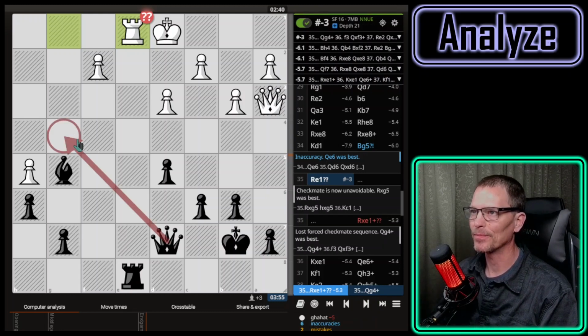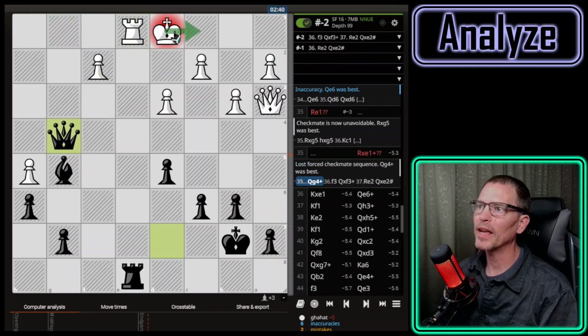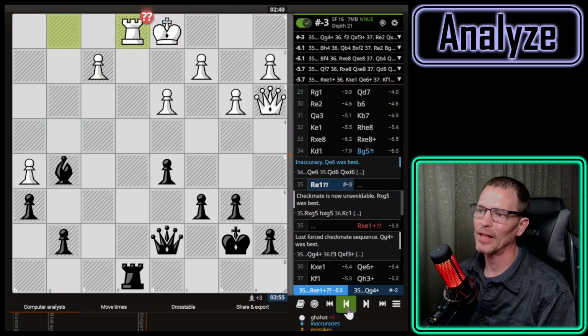I was going to try to find it myself, but I left the lines on and I saw it. So if I check now, it says they would block with the pawn, but then I would just take it. What if they didn't block with the pawn? What are their other moves? Oh, they can't move the king because of the bishop. That's what I didn't see.